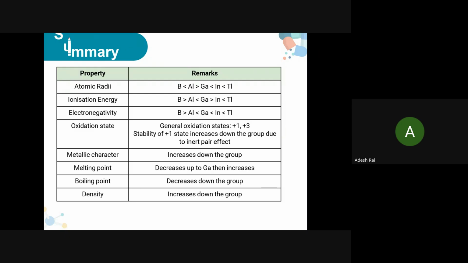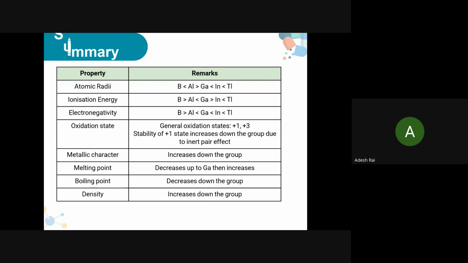Is that clear? What about ionization energy? For ionization energy, you have to remember that gallium shows transition contraction, thallium shows lanthanoid contraction. As a result, what will be the trend of ionization energy? Highest will be for boron, then it is for thallium. Then comes gallium, then comes aluminum, then comes indium.